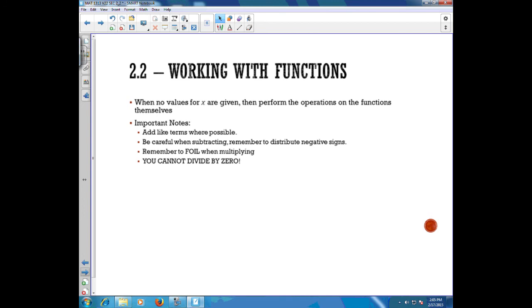Moving on, right? When no values for x are given, then we just need to perform the operations on the functions themselves. In this case, just some important notes. Make sure you always add your like terms where possible. Remember that when you're subtracting functions, to always distribute your negative signs. And remember to always FOIL, right? First, outside, inside, last, whenever you're multiplying. And always keep in mind you cannot divide by 0.